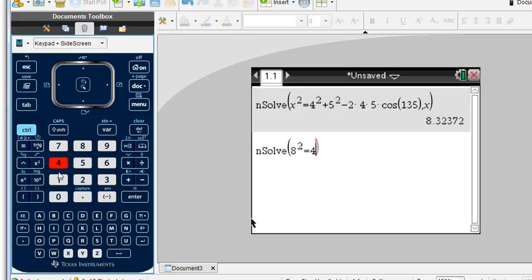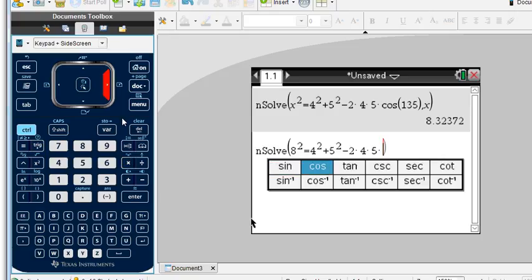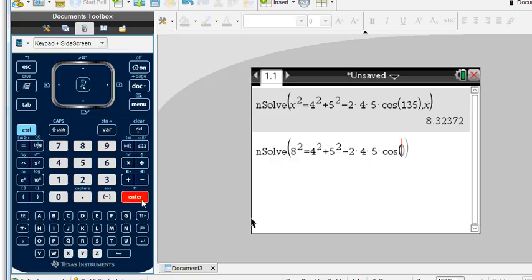Equals 4 squared, that's a squared, plus 5 squared, that's b squared, minus 2 times 4 times 5 times cosine, and this we do not know, so we put in x, that is our unknown. Then we press comma x. Now guys, we could have solved this with some modest algebra skills, but with NSolve, we have our answer.